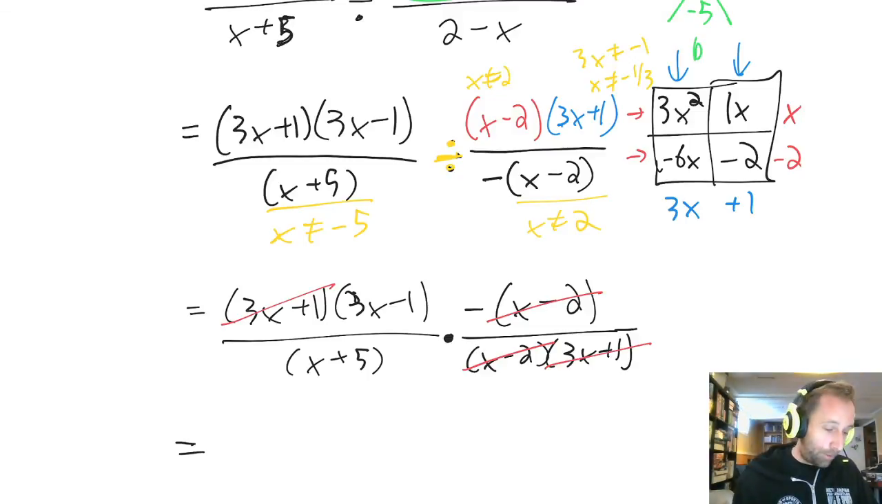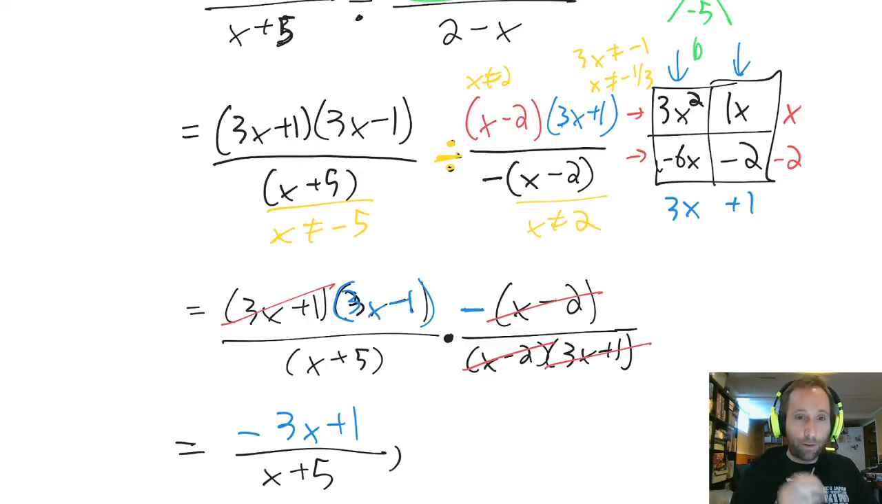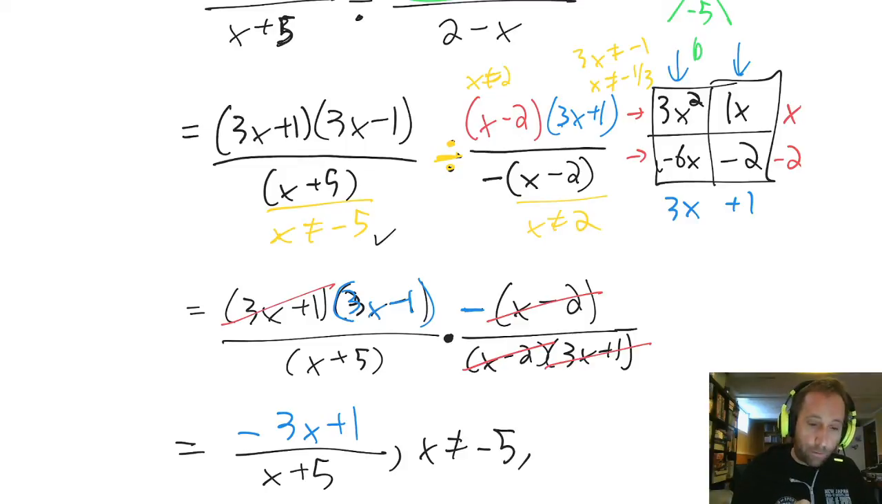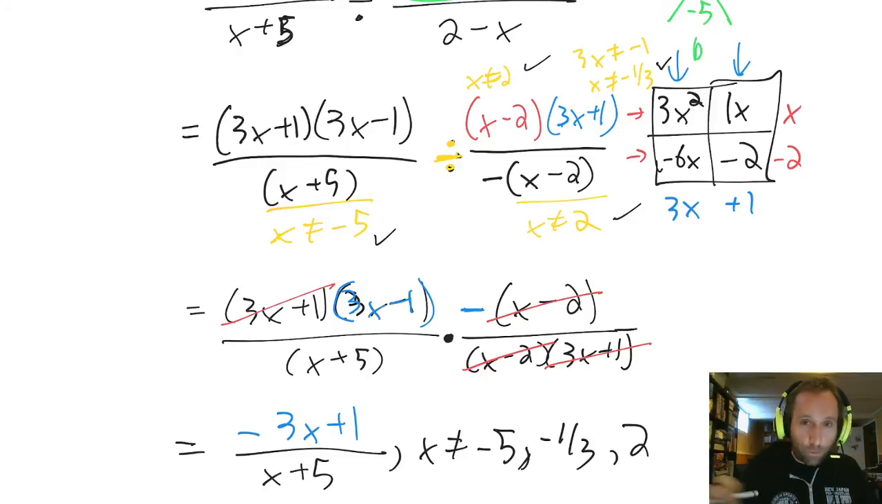So then, what am I left with? I'm left with a negative symbol here, and I'm left with 3x minus 1 here. So expanding that out fully, that gives me negative 3x plus 1 in the numerator, divided by x plus 5, and then I have to be cognizant of my restrictions. So listing them from least to greatest, x cannot be equal to negative 5, x cannot be equal to negative 1/3, and x cannot be equal to 2.